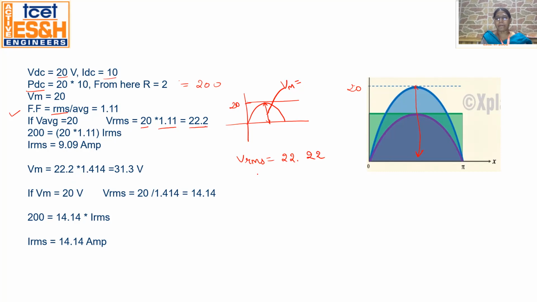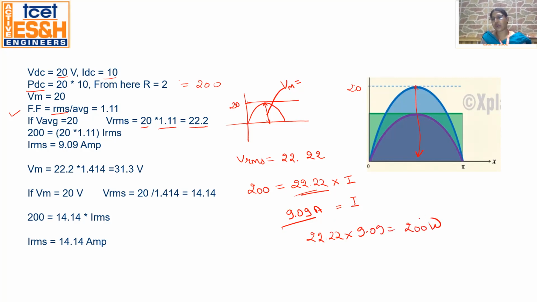Now, for generating 200 watt in case of AC, 22.22 is your RMS value multiplied by I. So when you find this, you will get I like this. So when you multiply these two currents, they will give 200 watt when you use AC. Clear?